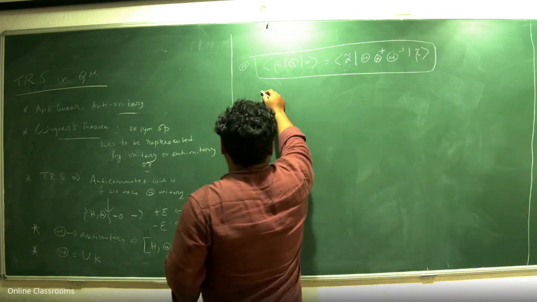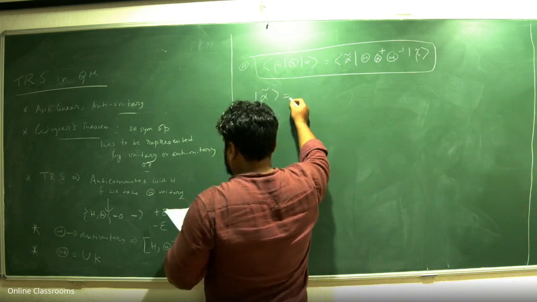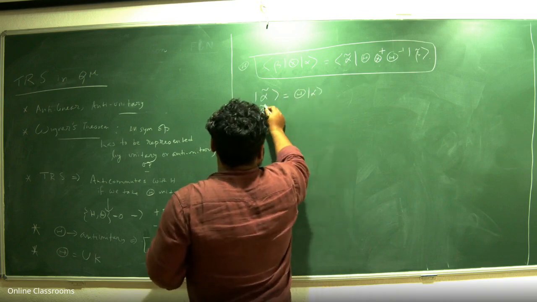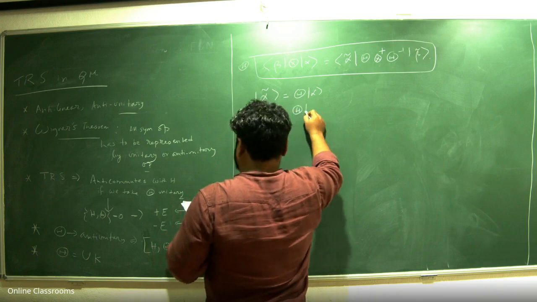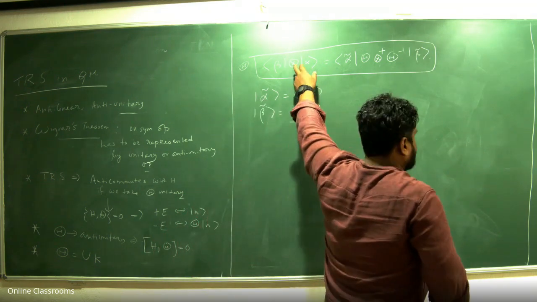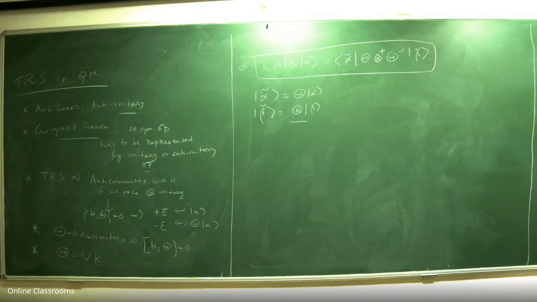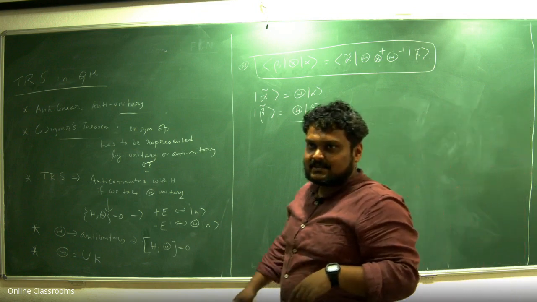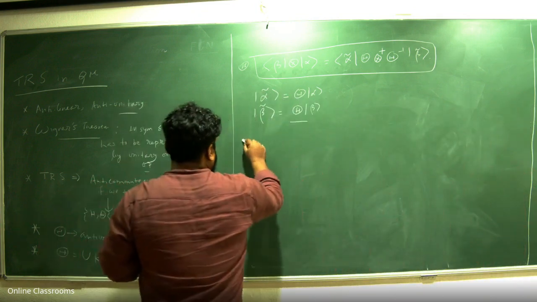So alpha tilde is theta alpha and beta tilde is theta beta. Okay. If somebody tells you I know this matrix element between these two states, how will I represent this in the time reversal partners? So this is the prescription. How will you represent this? So let's try to understand this a little more.